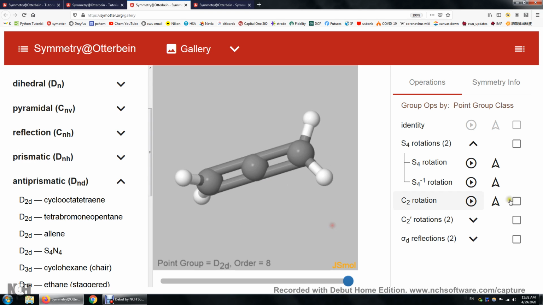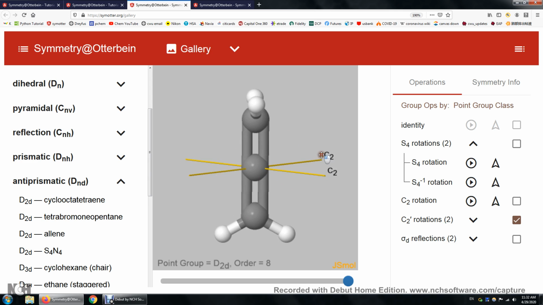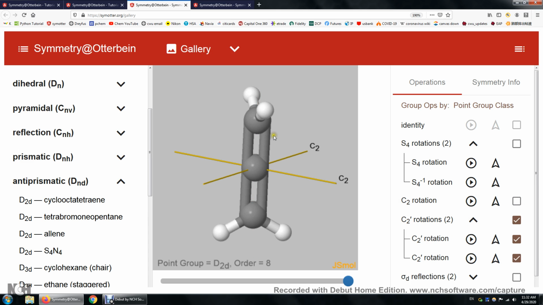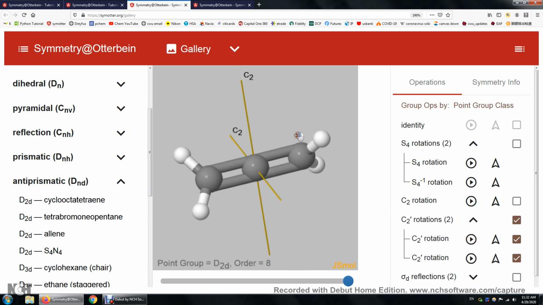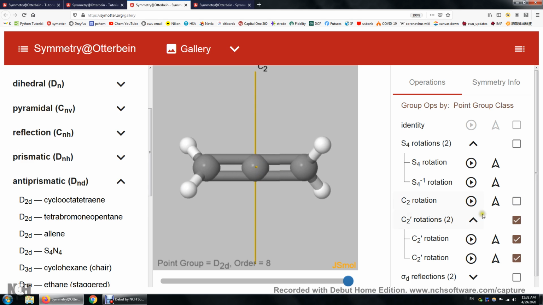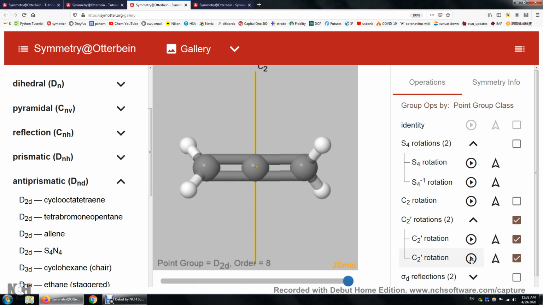So I'm going to show you these two. These two are C2 primes. They are perpendicular to this principal C2. I'm going to click this principal C2 here. So this is the principal and then two C2 primes. All right, and then we're going to do some operations. Let's see, what's the best way to visualize this? Maybe this way. Okay. The other C2 prime.